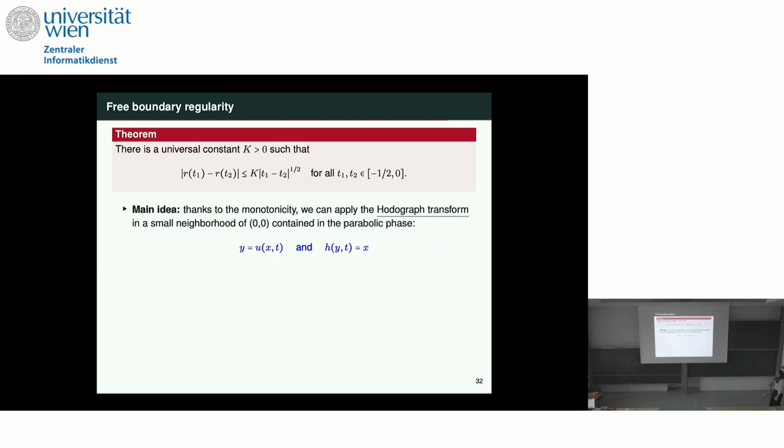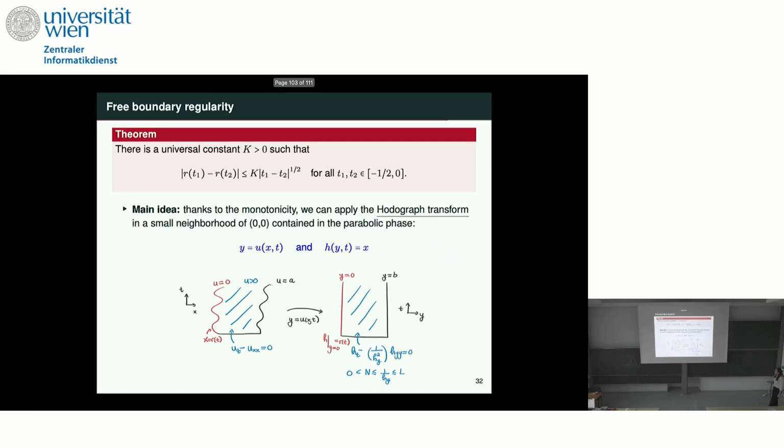So the idea is, let's say this is (0,0), and I'm going to apply this transformation in a neighborhood of it, only on the positive phase, where I know that I have regularity. And so I'm going to do a change of variables. I'm going to call y = u. And I can do this because of the monotonicity. So really, let's say the difficult part was the previous theorem. So I do the change of variables, and I define h, the hodograph transform, as the function satisfying this implicit equation.